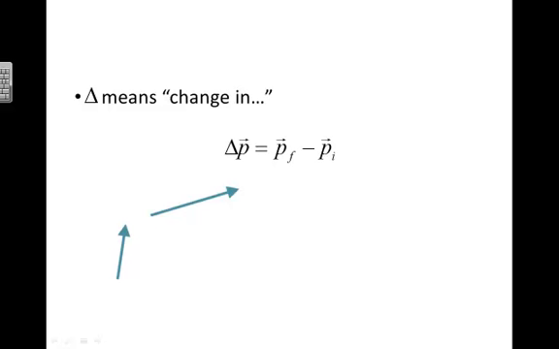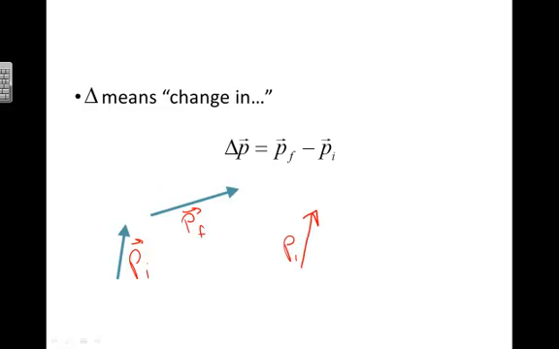That's always true with the change in some quantity. It's going to be the value at a later time minus the value at an earlier time. So let's say that we're dealing with P initial, P final, and we'd like to know what's the change in momentum in going from this point to this point. So what we're going to do is graphically subtract these two vectors, and that involves placing the two vectors tail to tail.